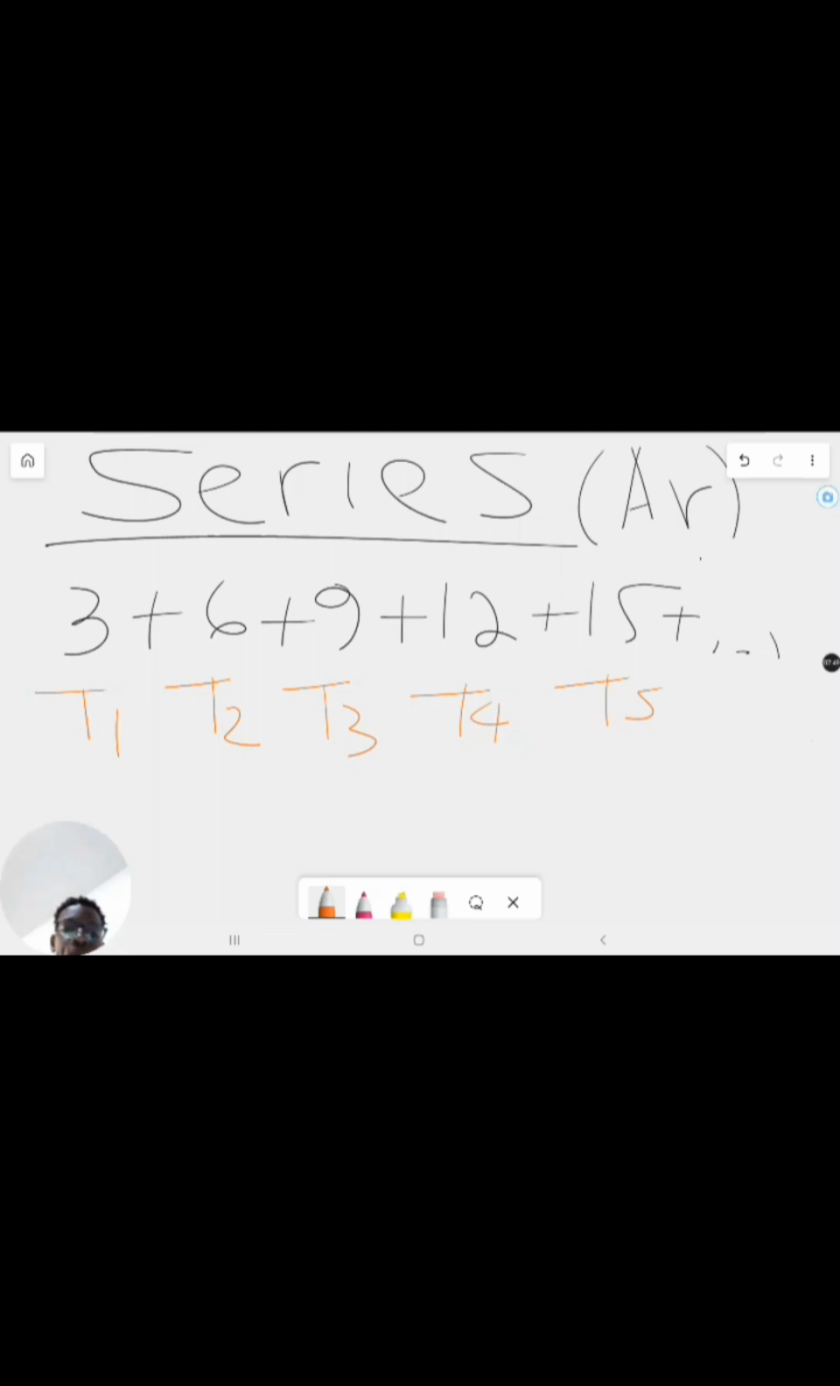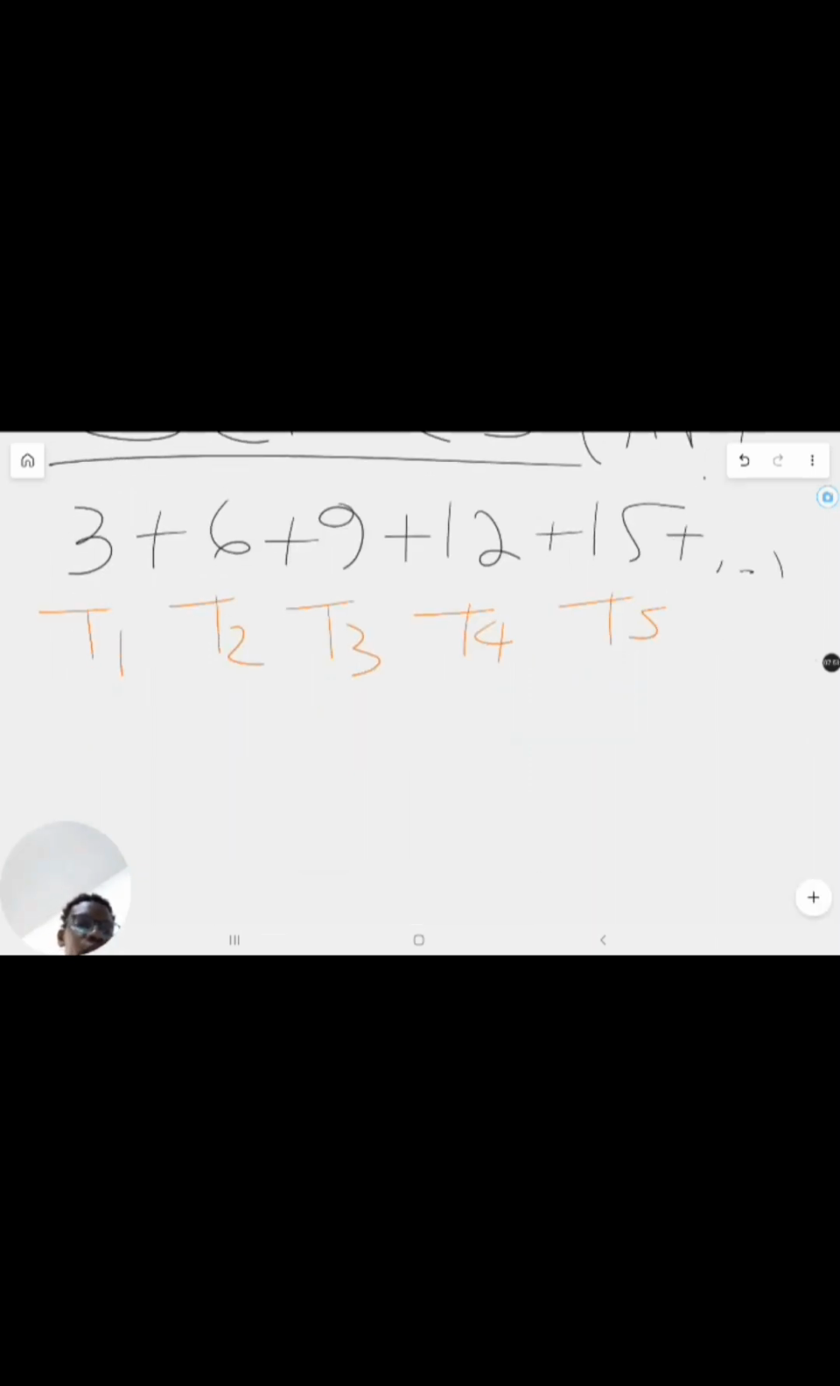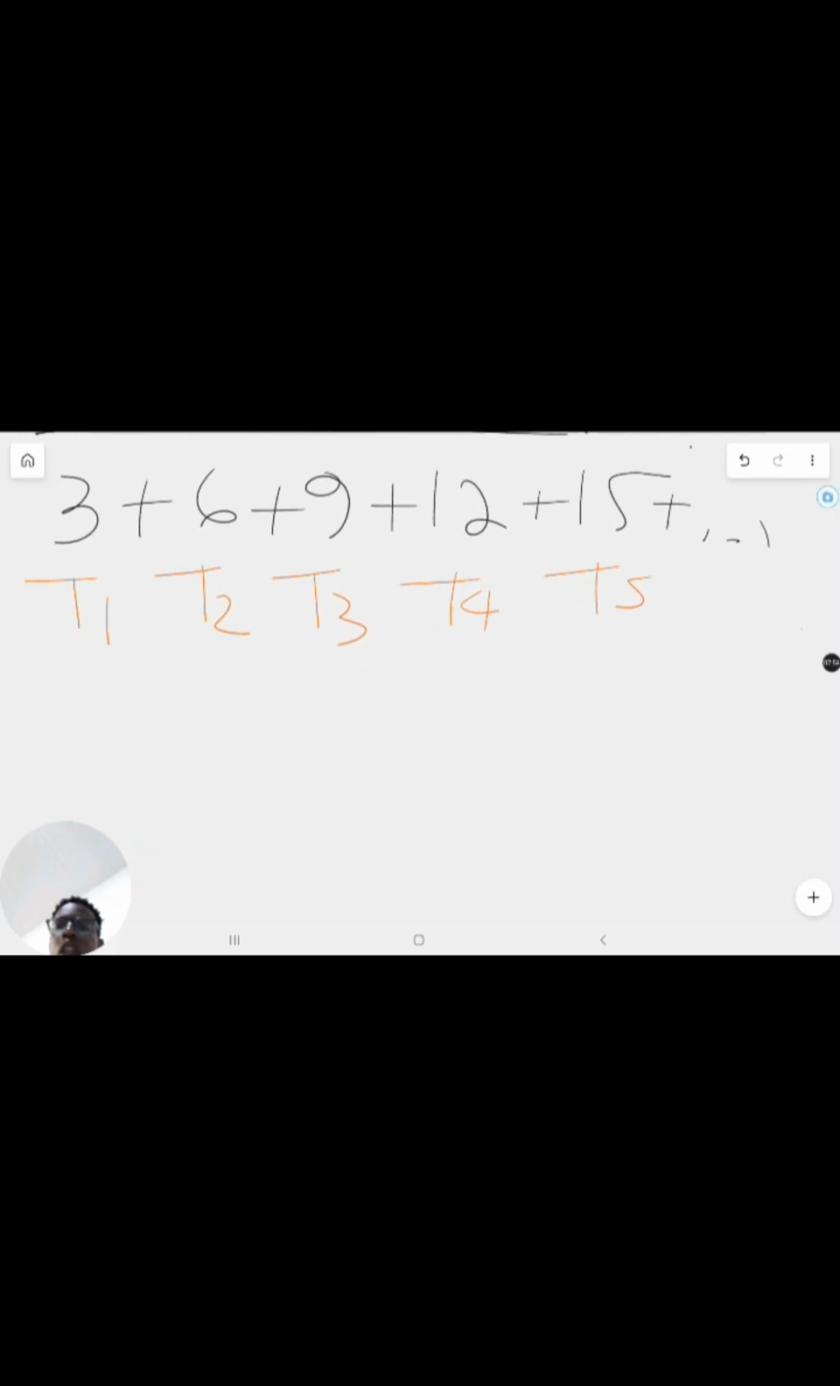Now, let me just move this up. What is the common difference? What is the common difference between two successive numbers? Remember, if the common difference D is the same for all successive numbers, all of them, then this is arithmetic. If just one common difference is different, then this is not arithmetic, and we're not allowed to use any arithmetic formulae.